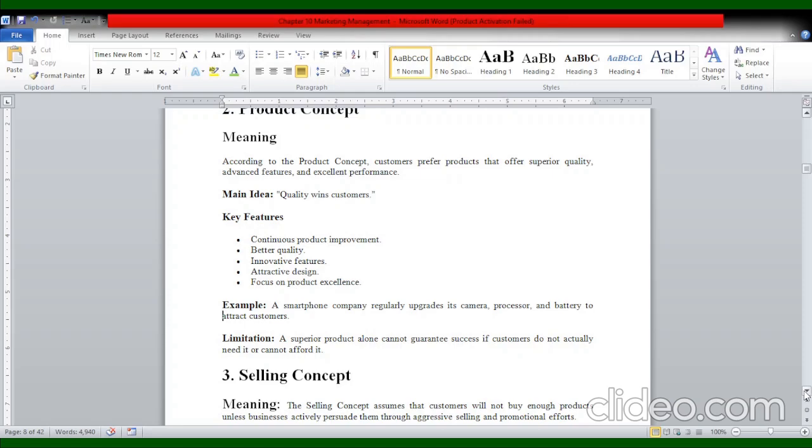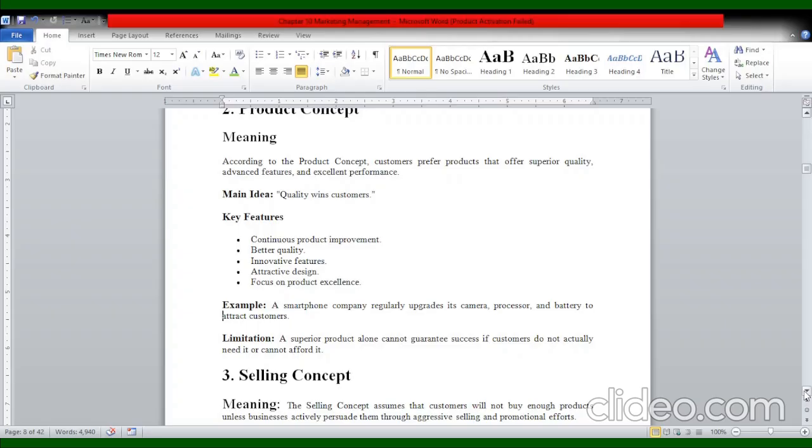A superior product alone cannot guarantee success if customers do not actually need it or cannot afford it. For example, if a superior product is easily available in the market, but customers do not perceive it as useful or needed, or they are not able to afford it, then there is no value in this kind of product at all.